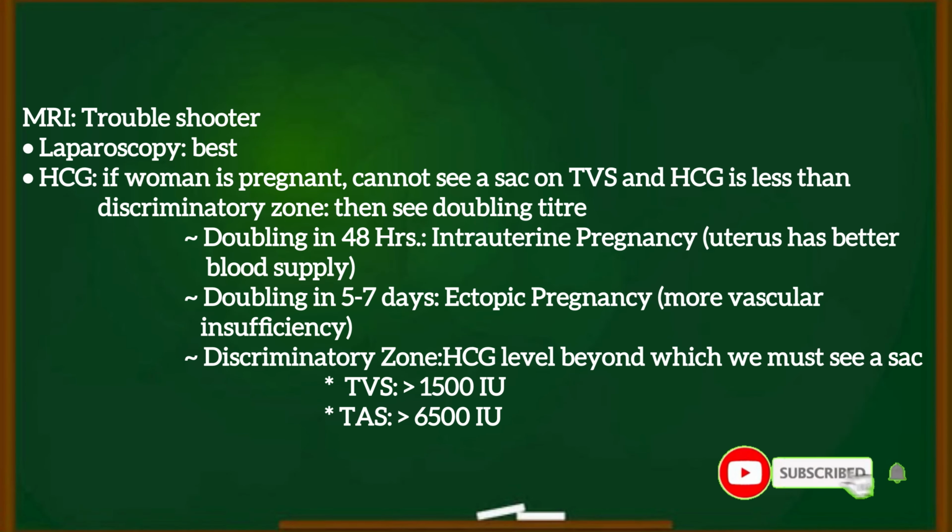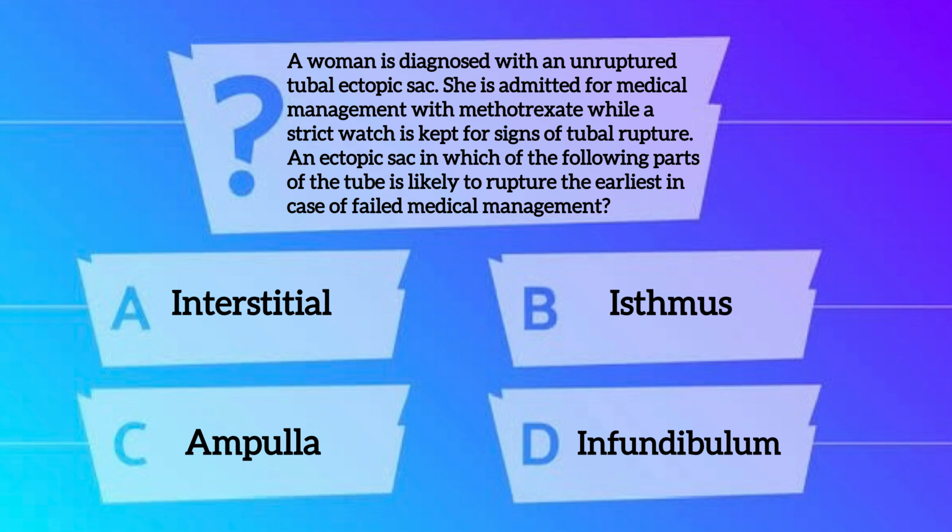Laparoscopy is best, and if a woman is pregnant, cannot see a sac on TVS and HCG is less than discriminatory zone, then see doubling titer. First, doubling in 48 hours, intrauterine pregnancy, uterus has better blood supply. Second, doubling in 5 to 7 days, it is ectopic pregnancy, more vascular insufficiency. Third, discriminatory zone, HCG level beyond which we must see a sac, TVS more than 1500 IU and TAS more than 6500 IU. So let's solve our second MCQ.